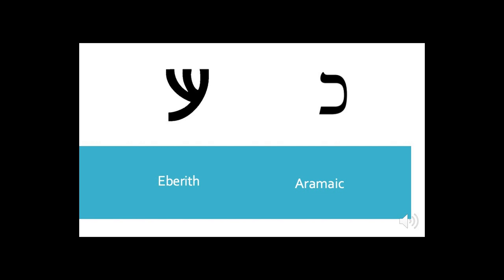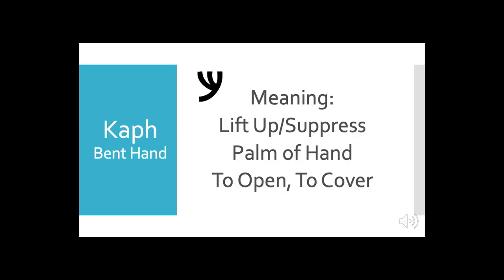Here we have the slide with the Eberith letter and the Aramaic Hebrew letter. You want to see the difference and recognize. Now we will look at some more meanings that have been assigned to the letter Kaf. And that is palm of your hand, a wing, to open hand, to cover, power to suppress or lift up. Those are additional meanings that have been assigned to that letter.